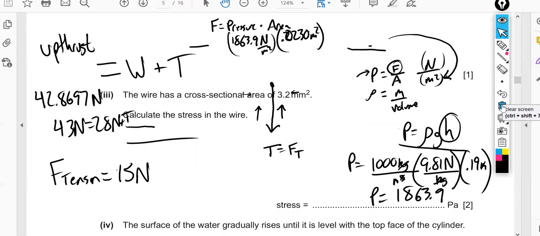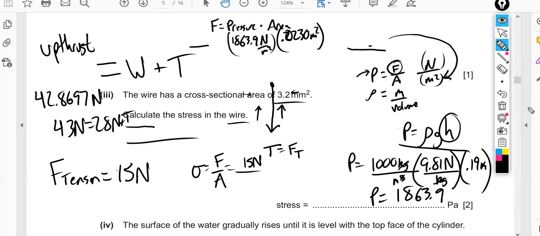All right, some of this information we might need here, but if we just remember that stress is force per area, it's the same thing as pressure, right? Pressure and stress are defined the same way. So here we only care about the wire, right? So the force that we're going to use is the 15 newtons. That's the tension in the wire. And the area they're giving us up here.